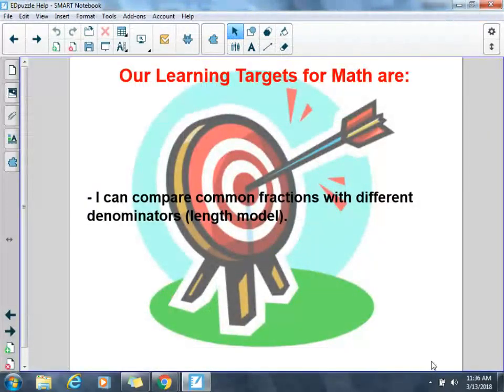All right, so our target for tonight is I can compare common fractions with different denominators. So if the denominators are different, they're not going to be the same anymore, which means now we're going to have a different understanding of how to compare. And that different understanding is really going to come when we start looking at our length models.